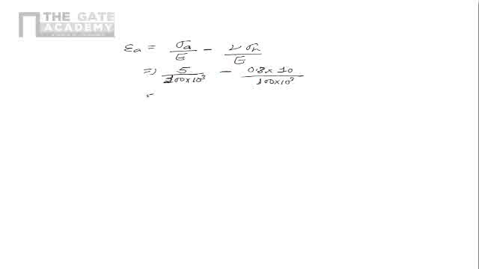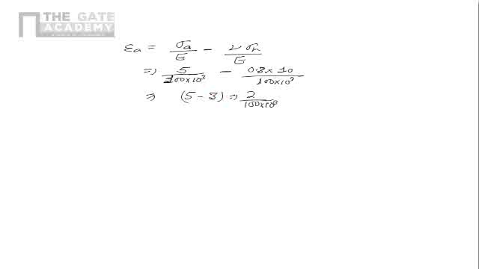I'll write the equation once more. So epsilon A is nothing but sigma axial upon E minus mu sigma hoop upon E. So if I solve for this, I get 5 MPa divided by 100 into 10 to power 3 MPa minus 0.3 into 10 upon 100 into 10 to power 3. So I just take this out. This 100 into 10 to power 3 is out, so it becomes 5 minus 0.3 into 10, which is 3, so that's 2 upon 100 into 10 to power 3. So that's the value of strain.